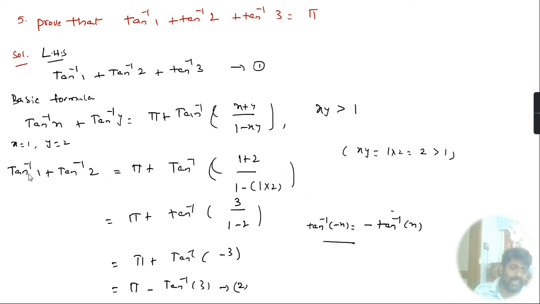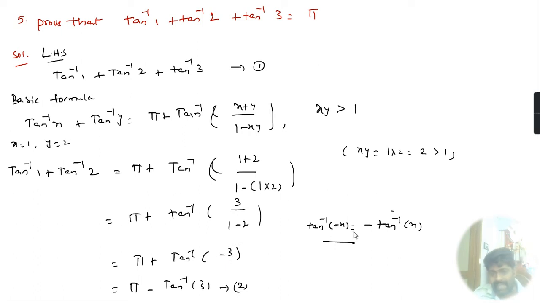So therefore, take tan inverse of 1 plus tan inverse of 2, where x is equal to 1 and y is equal to 2. In this we substitute: pi plus tan inverse of (1 plus 2) by (1 minus 1 into 2). Here xy is equal to 2, and 2 is greater than 1, that's why we are adding pi. So finally we get tan inverse of 3 by (1 minus 2). 1 minus 2 is nothing but minus 1, so that is 3 by minus 1, that is minus 3. Tan inverse of minus 3.